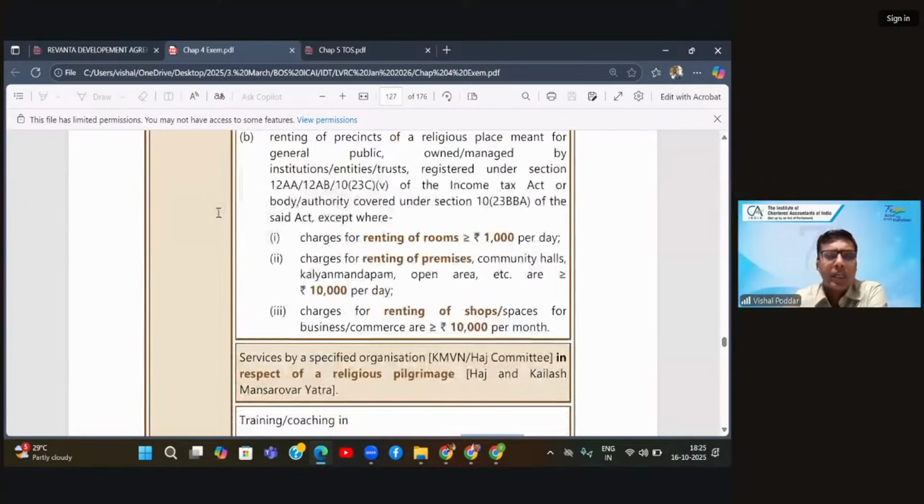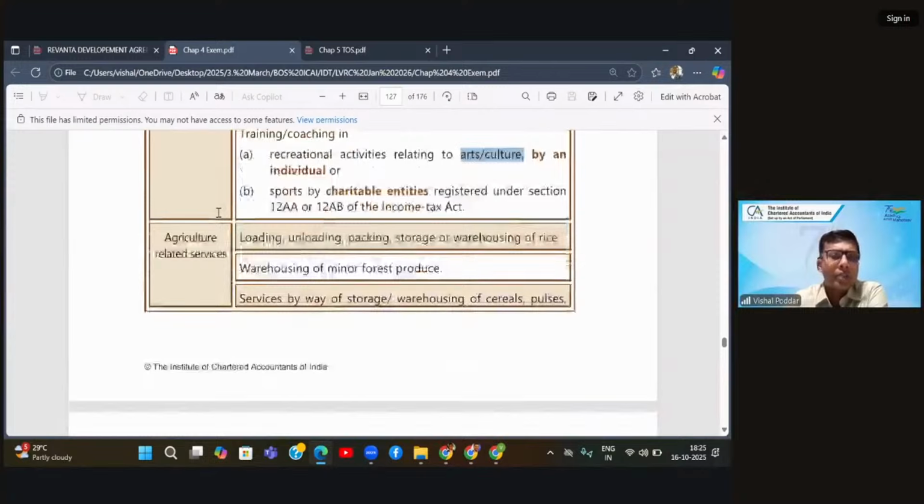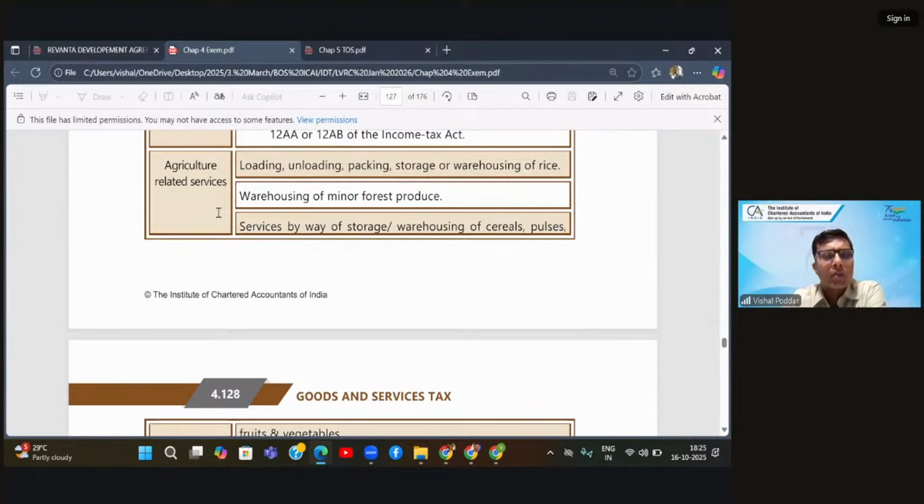There is a detailed definition of what is charitable activities. That is not covered here, but you can refer to it from the main part of the book.